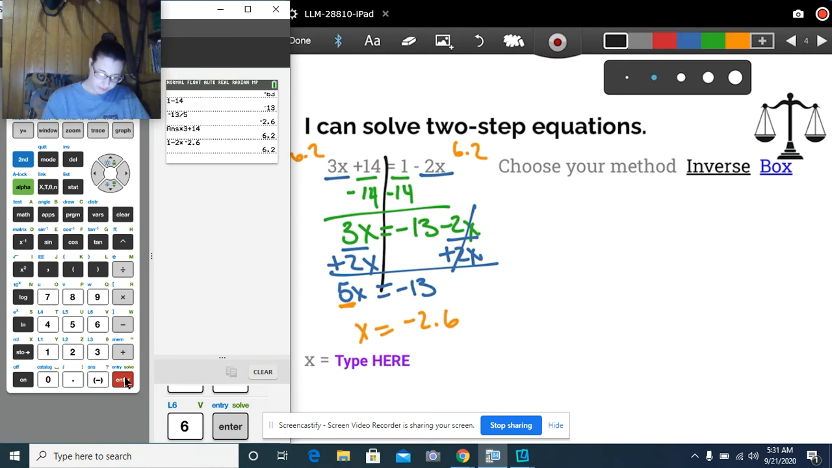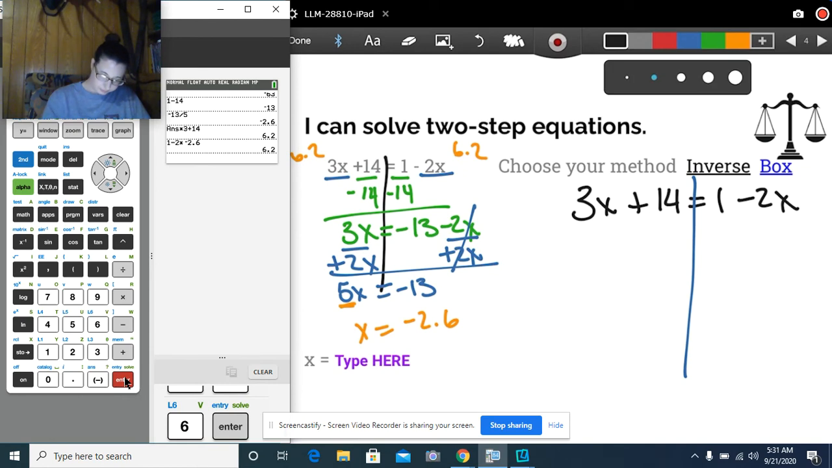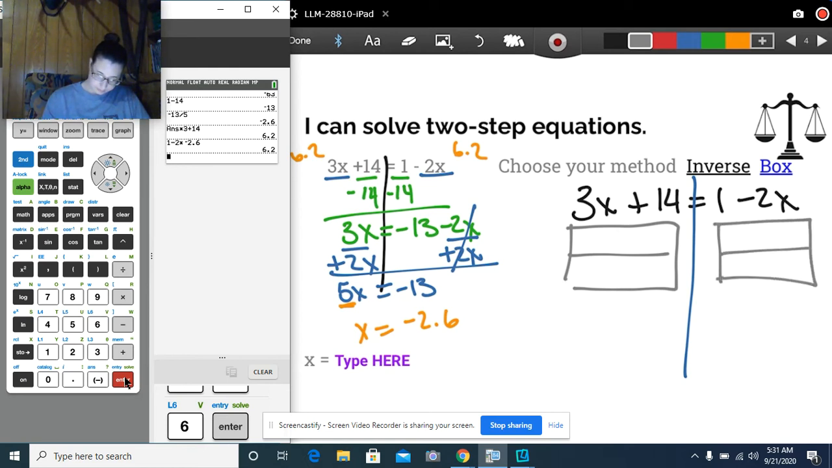So let's look at how we would do this with the box method. The first thing I'm going to do is create 2 boxes on either side of my equal sign. I'm going to have a box over here and a box over here. And I'm going to look and see how many variables I have. Well, I have 1, 2, so that means I'm going to create 2 boxes over here. And I'm going to look at my constants. I have 2, so I'm going to create 2 boxes on the right side.